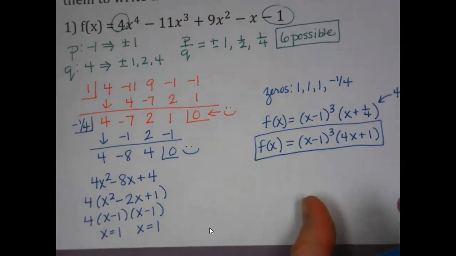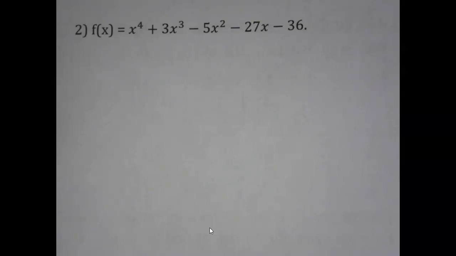Alrighty, let's try another one. Same directions as the first. Start by listing off your possible zeros, then use synthetic division, and then we're going to end up putting a factored form at the end. So please pause and see how far you can get on your own, and then come back and check.